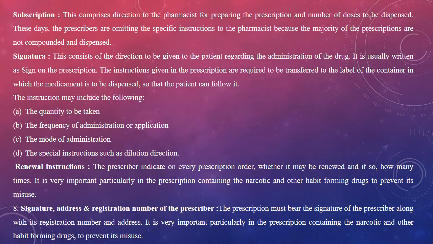Next is renewal instructions. The prescriber indicates on every prescription order whether it may be renewed, and if so, how many times. It is very important, particularly in the prescription containing the narcotic and other habit-forming drugs, to prevent its misuse. Next is signature, address, and registration number of prescriber. The prescription must bear the signature of the prescriber along with its registration number and address. It is very important, particularly in the prescription containing narcotics and other habit-forming drugs, to prevent its misuse.